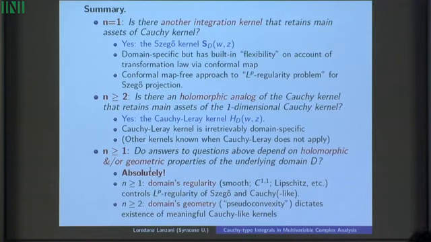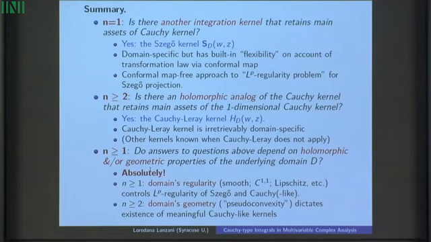If you go to higher dimension, the question we were asking was, is there a holomorphic analog of the Cauchy kernel of 1 over W minus Z that retains the main assets of the one-dimensional theory? Yes. For instance, the Cauchy-Leray kernel. However, it is irretrievably domain-specific. You cannot, because there is no transformation law that allows you to move it to other domains. But there are other kernels that are known when the Cauchy-Leray kernel doesn't apply. Of course, the theory is very extensive, but there are other such kernels.